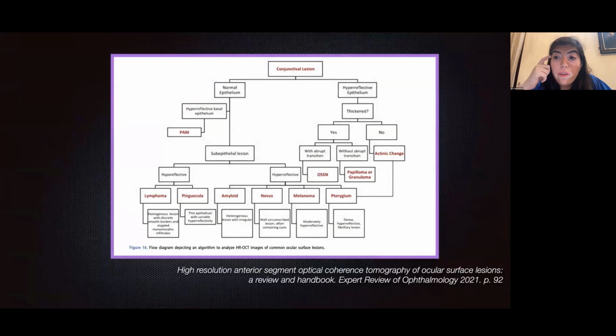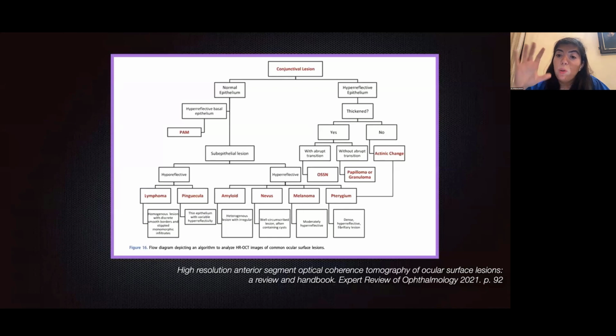Here is a beautiful flow diagram from a review handbook that I highly recommend to those who are very passionate about this field and want to really understand its principles. I've kept the title of that handbook there for you, by Carol Karp out of Bascom Palmer.